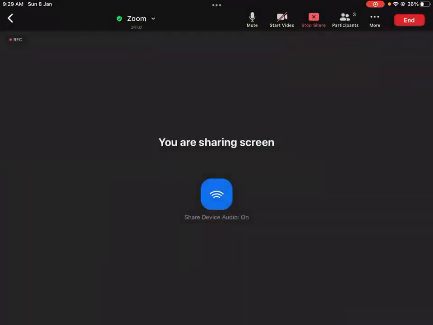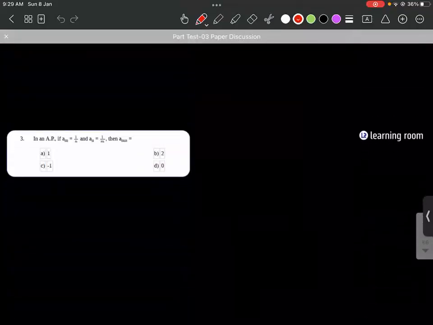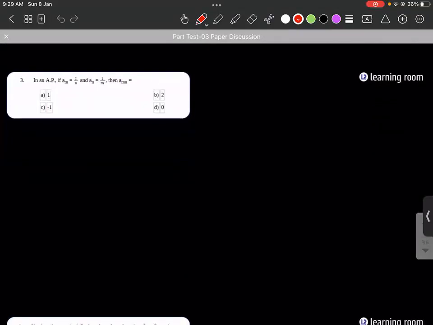In section A, the third question, I was confused on how to do it, sir. Okay. In an AP, AM is equal to 1 by N. See, whenever you talk about an AP, the first term is A and the common difference is D. So AM is equal to A plus M minus 1 into D.